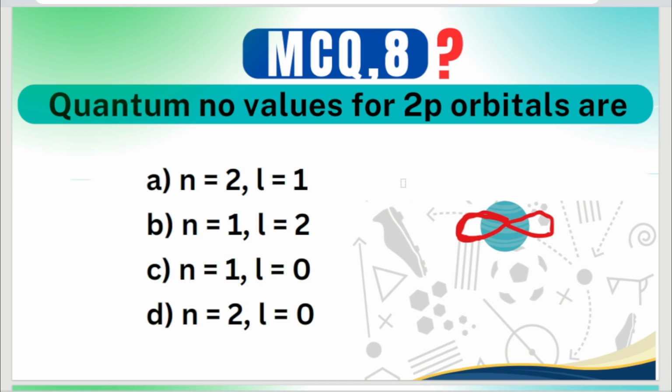and for p value, the l value, the azimuthal quantum number values can be calculated by subtracting n minus 1. So we have to subtract 1 from 2, and the value comes out to be 1. So the L values for this option are 0 and 1. 0 stands for s orbital, and 1 for p orbital. So the right option is the first option, that is n is equal to 2 and L is equal to 1. So this is the right choice for the question.